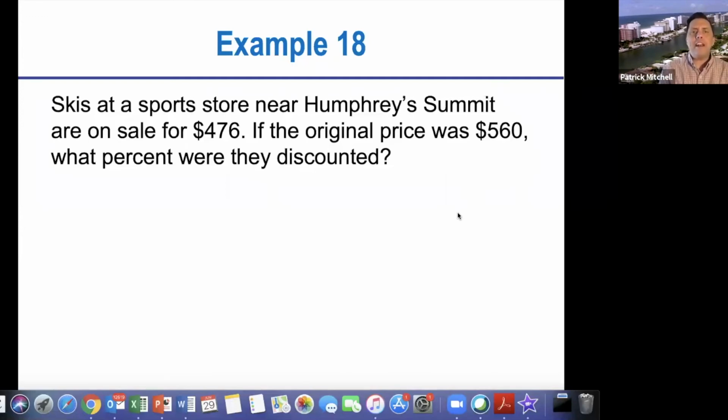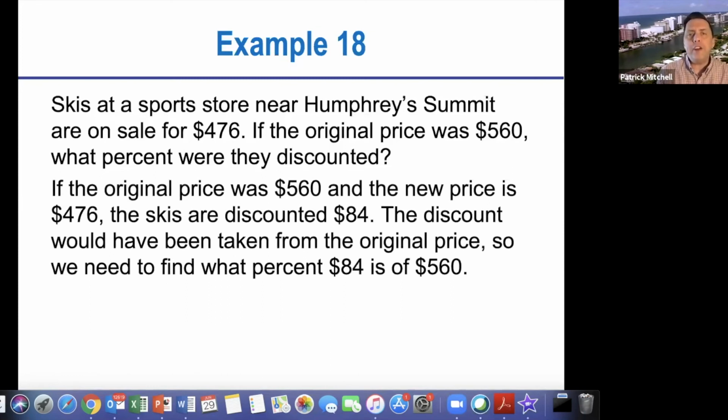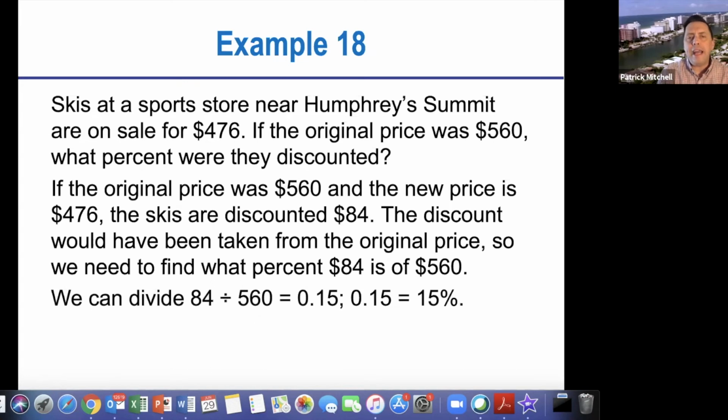Next example, if skis at a sports store near Humphreys Summit are on sale for $476 and the original price was $560, what percent were they discounted? So this is an example of an unknown percent problem. First, we need to figure out the dollar amount of the discount. So if the original price was $560 and the new price is $476, the amount of the discount is $84. And the discount is taken from the original price, so we need to find what percent $84 is of $560. So to do that, we can divide 84 by 560, which comes out to 15 hundredths, 15%. So the discount was 15%.